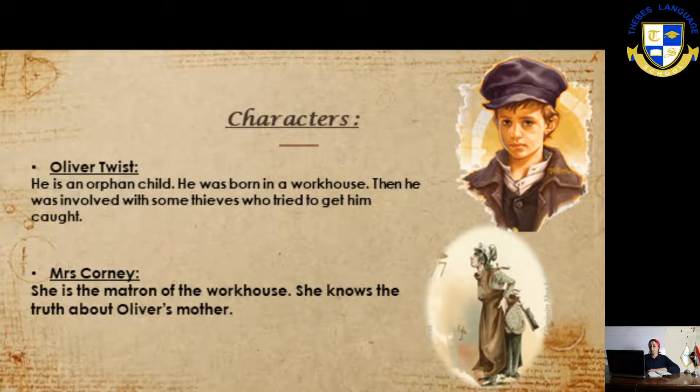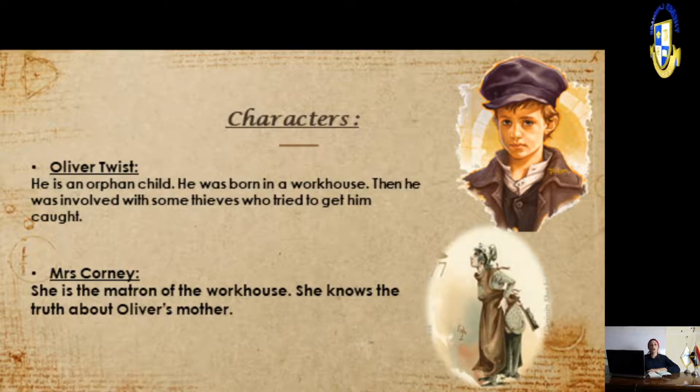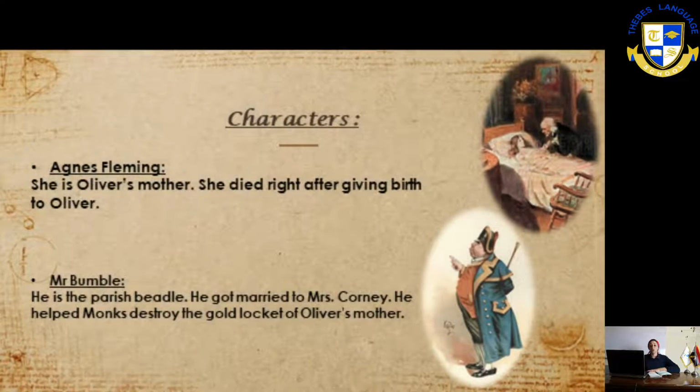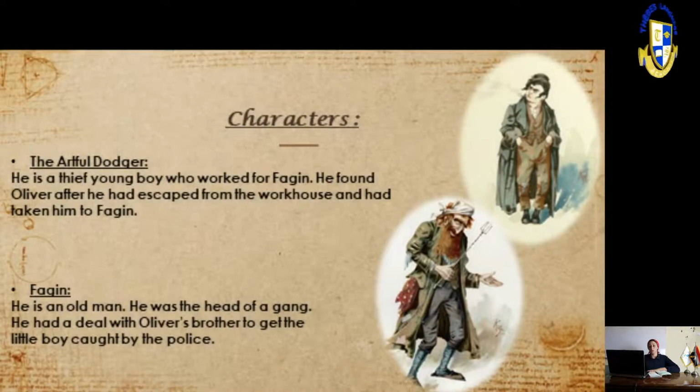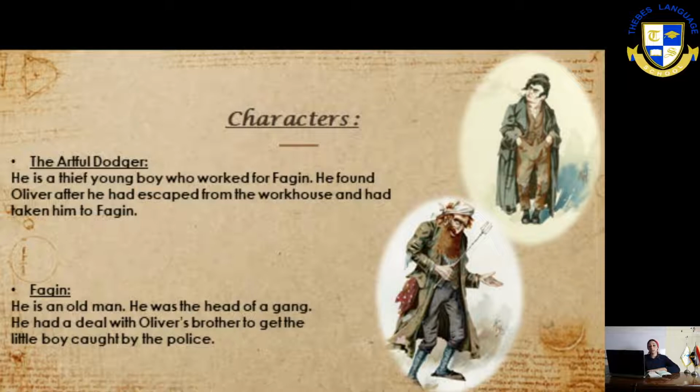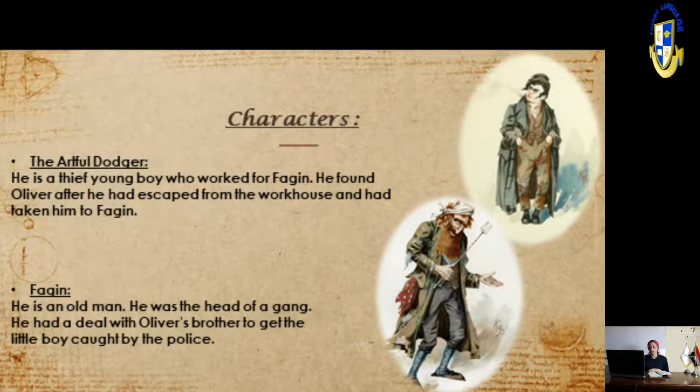Let's move to slide number 7 with the Artful Dodger. He is a thief. He is a young boy who worked for Fagin. He found Oliver after he had escaped from the workhouse, and he had taken him to Fagin. Who is Fagin? He is an old man. He was very ugly. His face was covered with wrinkles. He was the head of a gang, and gang here means a group of criminals that do bad things to people. He had a deal with Oliver's brother to get the little boy caught by the police.